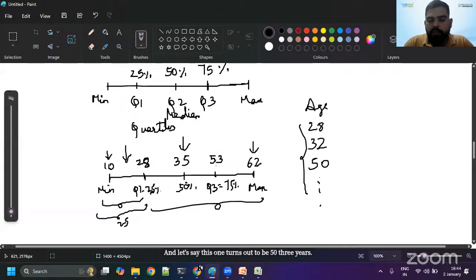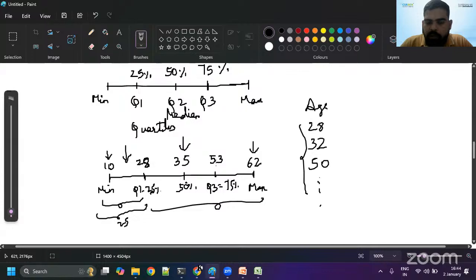Okay. So now 53 years of age means you're saying that 75% of your data lies below 53 years of age. That means 75 people whose age you had collected are below 53 years of age.